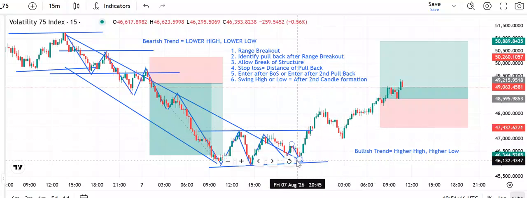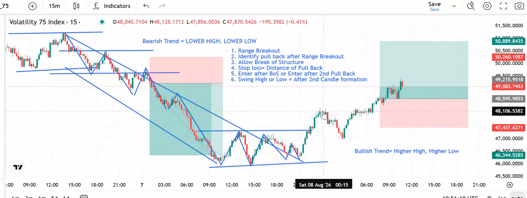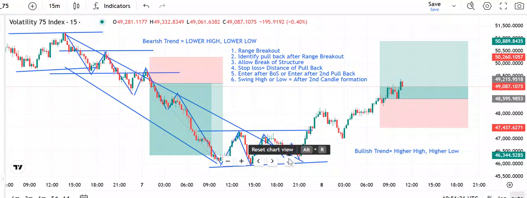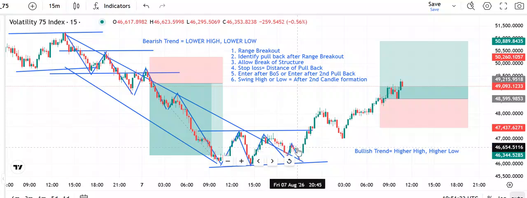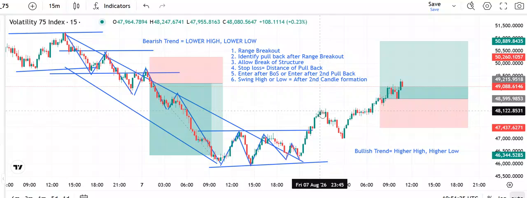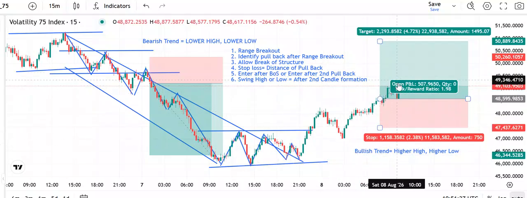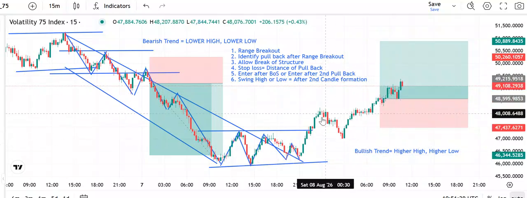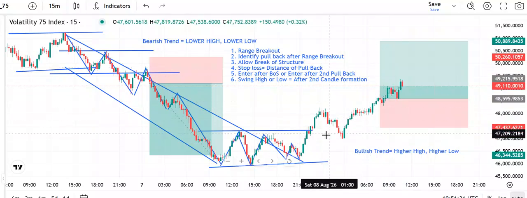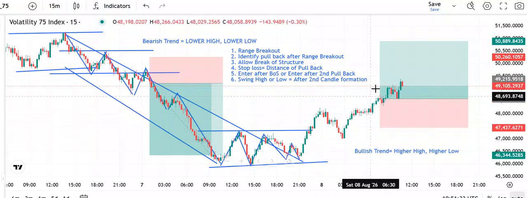We have a low here. We have a high. In fact, we have a low here. We have a high, lower low, higher high, higher low, higher high. So this already indicates that we have a bullish trend in place.